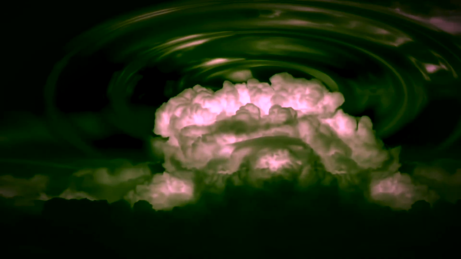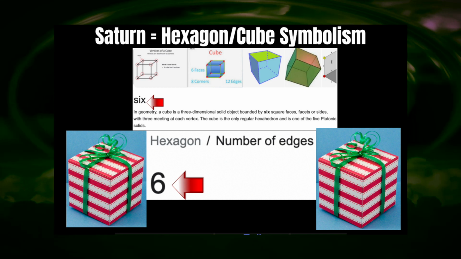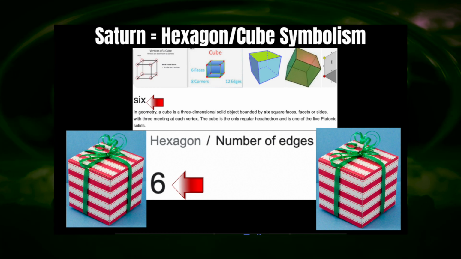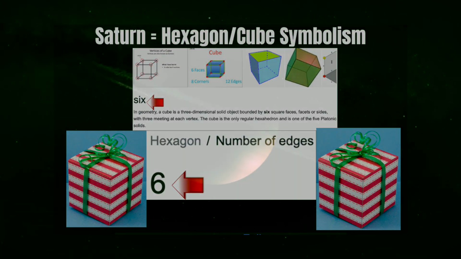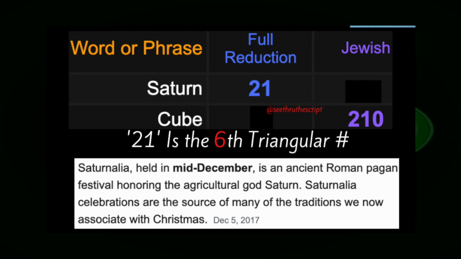All right, now to just further double down on the Saturn hexagon / cube symbolism. Again, take note, a cube has 6 faces and a hexagon has 6 edges. Notice in gematria, Saturn and cube both have 21 connections. Cube equals 210 in the Jewish cipher, and with the rules of numerology, zeros are null, leaving us with 21.